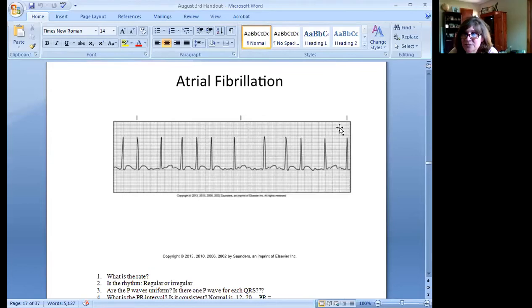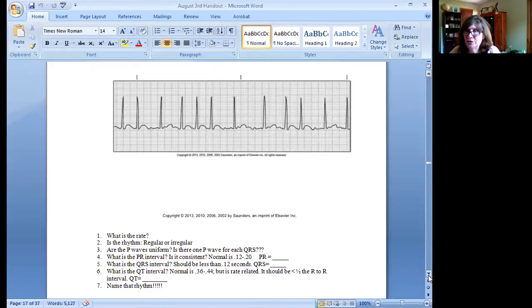3 seconds, 6 seconds. My heart rate here is 1, 2, 3, 4, 5, 6, 7, 8, 9, 10, 11. That heart rate is 110. It's borderline controlled. The rate is 110. The rhythm, it's irregularly irregular.